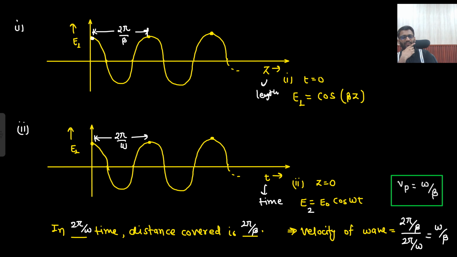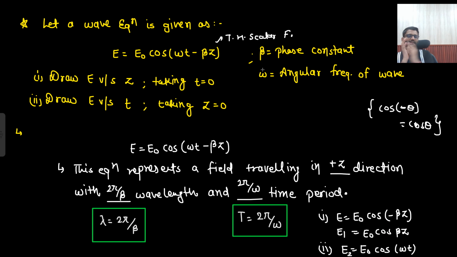So if this expression is given in front of you, E naught cos(omega t minus beta z), will you be able to tell me the time period? 2 pi by omega. Will you be able to tell me the wavelength? Yes, 2 pi by beta. Will you be able to tell me the velocity of this particular field? Yes, omega by beta. That's it.